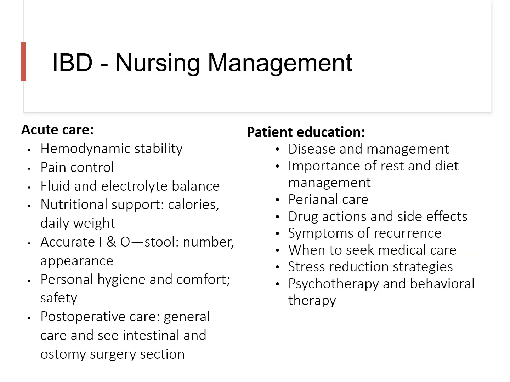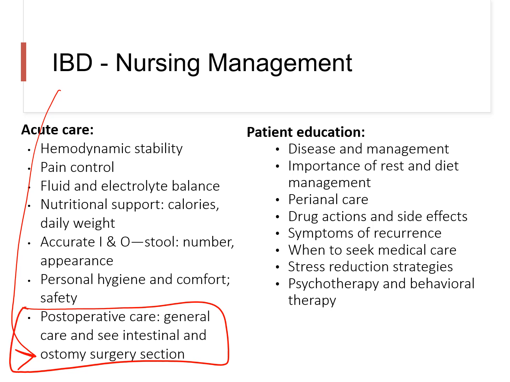All right, so generally speaking, nursing care management in the acute care setting, we want to make sure they have hemodynamic stability, pain control, fluid and electrolyte balance. Okay, so all of these things we already know. Here, post-operative care. So these patients might end up with an ostomy, so that's going to be another layer of education for them. And let's see, disease management. Okay, so you can read through all of these things.